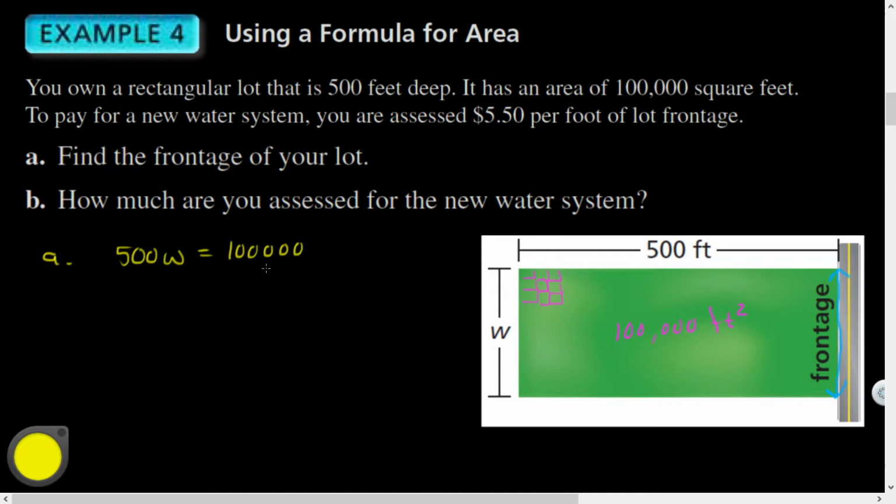I wrote one too many zeros there. There we go. So if I want to find the frontage of the lot, I could solve this formula for W. What I did here was length times width equals area, the formula that I came to the table with. I knew this formula when I showed up.